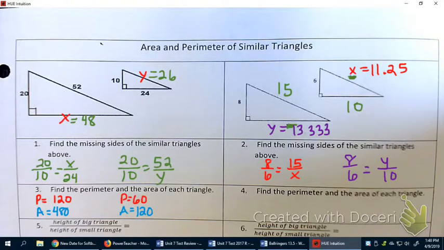Go ahead and find the area and perimeter for the other two triangles for number 4. So there's the perimeter and areas for that one. And what we're going to do is use those values to come up with some things that are true about perimeter and area and proportions.